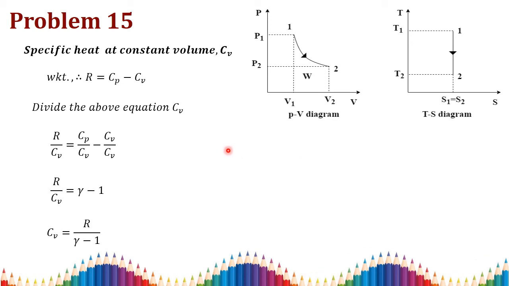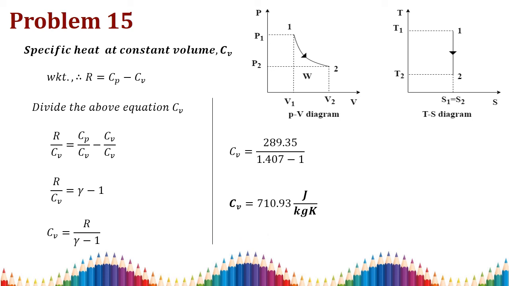Then we need to find Cv and Cp, because in the problem itself they have asked for the specific heat capacity at constant pressure and at constant volume. So you can use the relation R = Cp minus Cv. Divide this whole equation by Cv. You will get R by Cv equal to Cp by Cv minus Cv by Cv. We know that Cv by Cv is 1 and Cp by Cv is gamma. So from this relation you can find Cv, that is R by (gamma minus 1). R we found in the previous slides, and gamma we also found. So substituting all the values, you will get Cv as 710.93 joule per kilogram Kelvin.